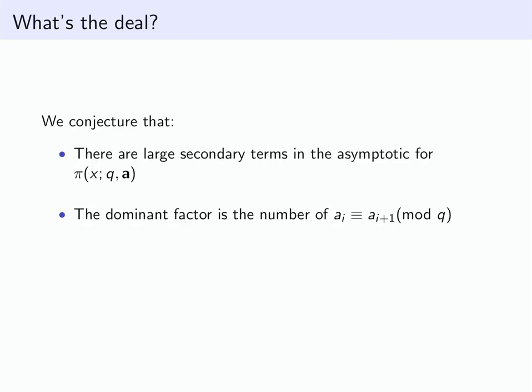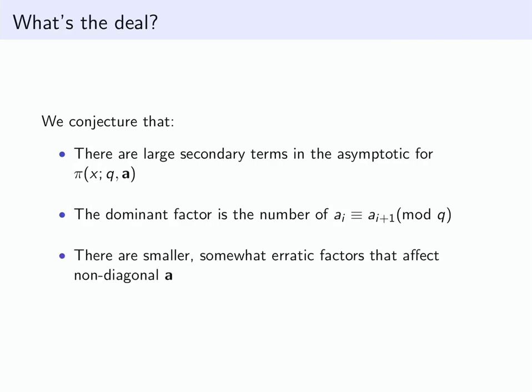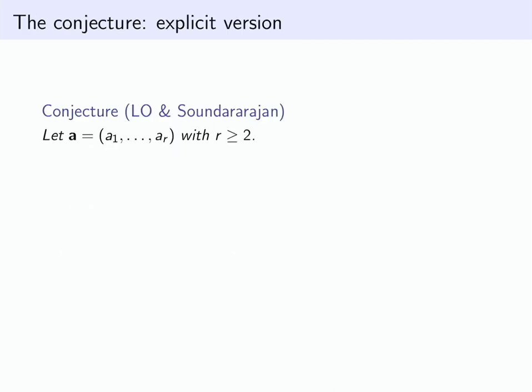But then there also has to be something to create a lot of the erratic behavior we saw in the previous slide, all of the different numbers we saw when we looked at these patterns mod 5. And we do indeed expect that there are somewhat smaller erratic factors that control these. So more precisely, our conjecture looks like the following. Again, pick your favorite pattern of primes mod q.